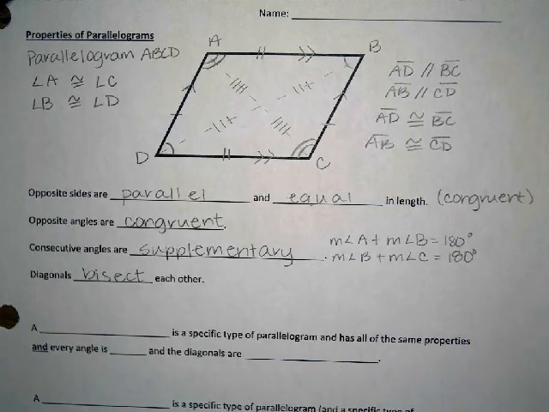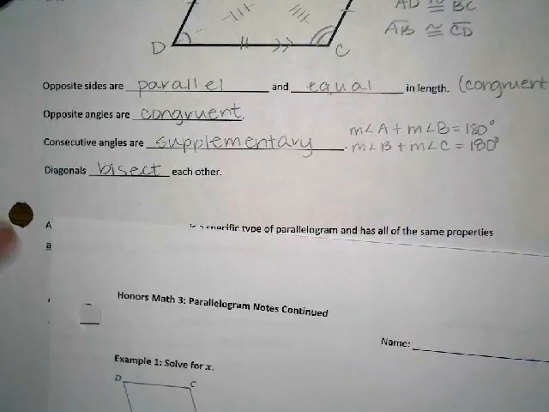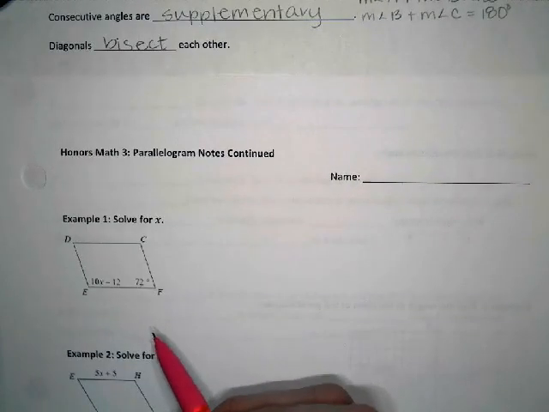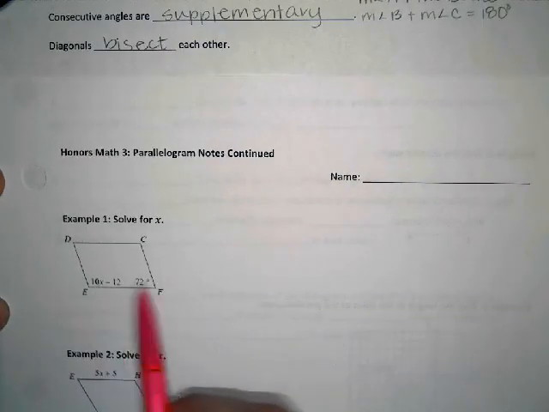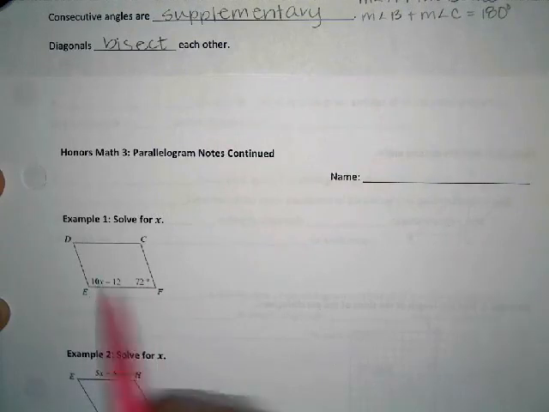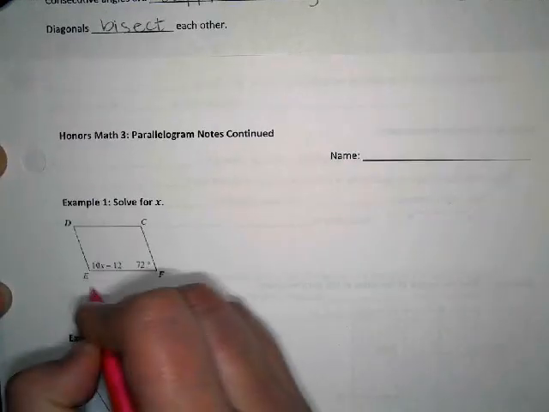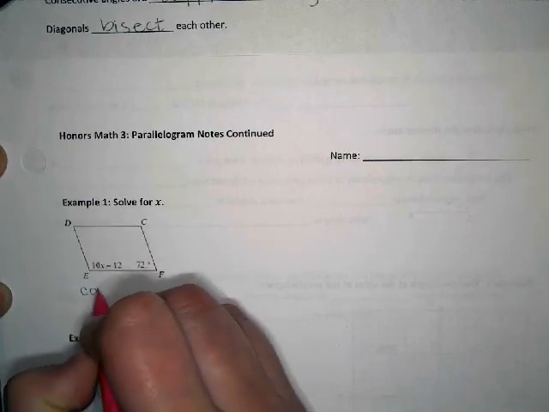Okay, so we're going to use some of those properties to do some problems. All right, so grab the other sheet, put it in front of you. For this first example, we are going to use that consecutive angles are supplementary. So you can see in this picture we have consecutive angles.